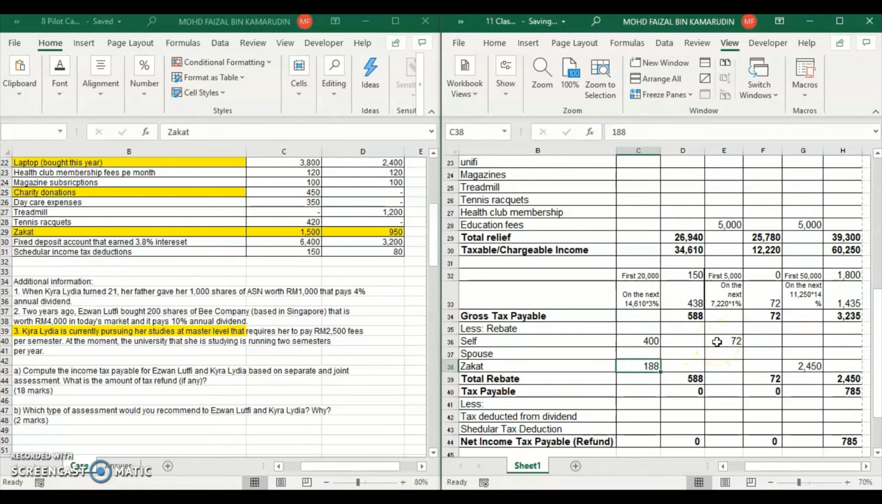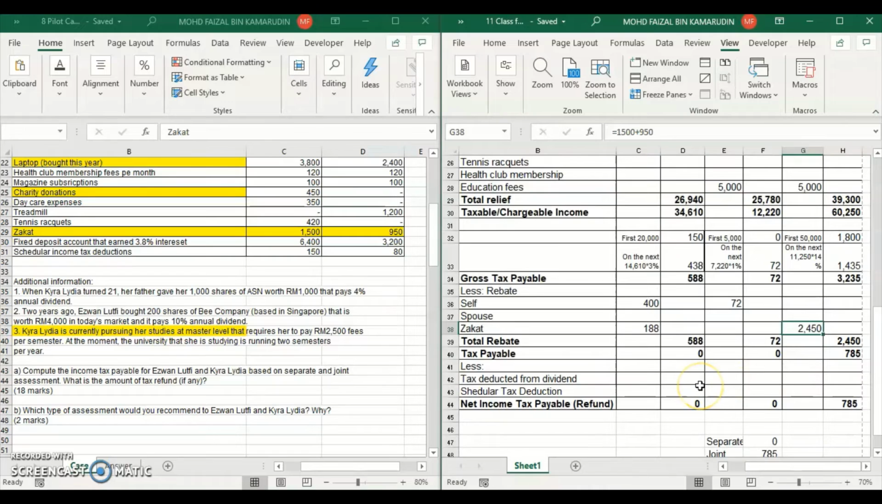Same goes to Kyra, only 72 gross tax payable. The first thing that she is entitled to is the self rebate. You cannot claim 400 because this one is less than 400, so you can just claim whatever amount. If it's more than 400, yes, by all means you can claim 400 over here. But for zakat, you can see here, because this one exceeds whatever amount they have paid, you can claim in full on that one. Okay, so next.